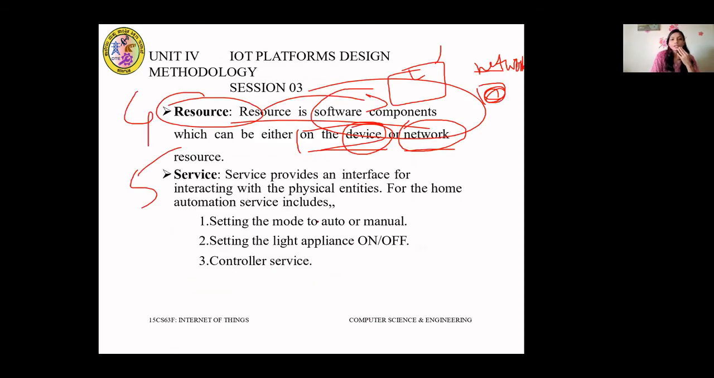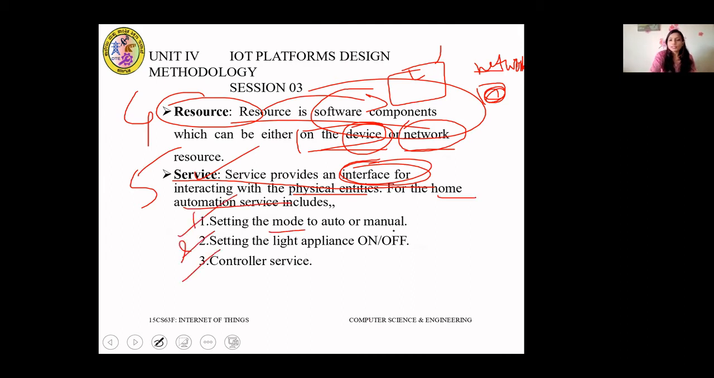So that is about resources. Last comes service. What it does is provide an interface for interacting with physical entities. Any interface for interacting with physical entities is known as services. So in this example of home automation, we have three services.